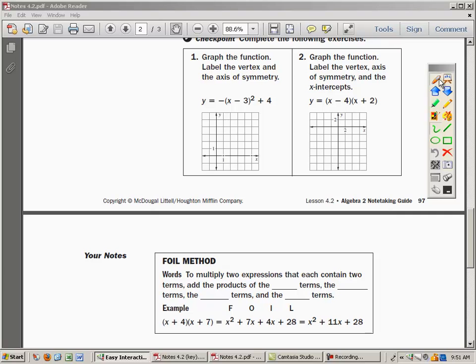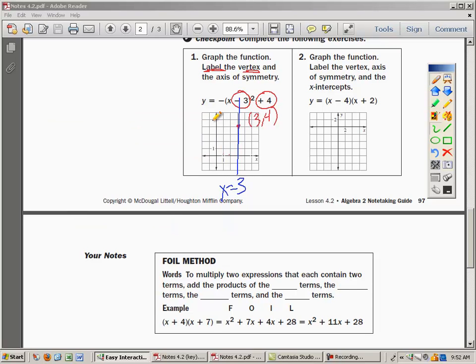All right, in our first example, again, remember that this number here is opposite, and that tells us which way we move right and left. So since that says minus 3, we're going to go 1, 2, 3 to the right. And since that says plus 4, we're going to go up 1, 2, 3, 4. So I know that my vertex is at 3, 4. Okay, it says label our vertex, so we've labeled our vertex. Our axis of symmetry is then going to be at x equals 3, right? Because we want to know where's the middle of our graph. Well, it's right there at x equals 3. So we've labeled our vertex and we labeled our axis of symmetry.